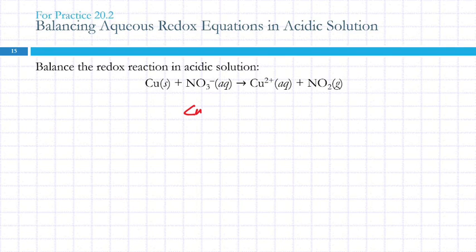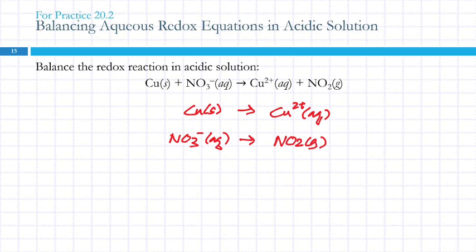So, two half reactions. We're going to have one for the copper and one for the nitrogen and oxygens. We're going to balance for mass. We've got copper and copper. That's balanced. Here, we've got nitrogen and oxygen, so we look at the nitrogens first. I have 1 nitrogen here and 1 nitrogen there. That's all good. Then I look at the oxygens. I have 3 and 2. I need another oxygen, so we use water to balance the oxygens.